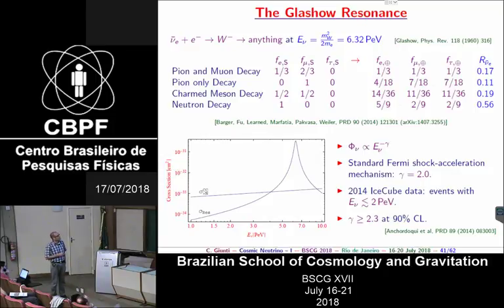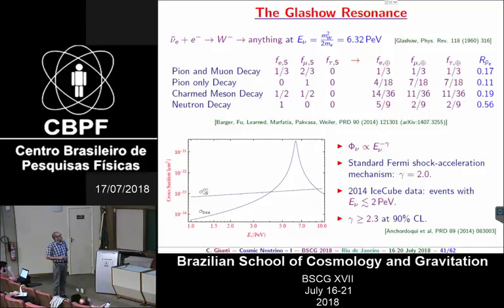An interesting point is that there is a way to distinguish the electron antineutrinos from the others due to the Glashow resonance, which is a resonance in the interaction of the electron antineutrinos with electrons, which happens when the transfer momentum is equal to the W mass, so you have a resonance in the cross section. And this happens at an energy of 6.32 PeV. So this is 6032 TeV. This is an extremely high energy.